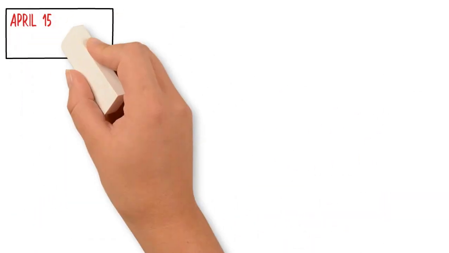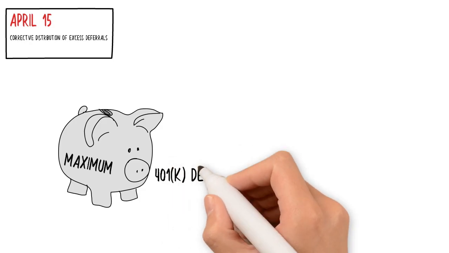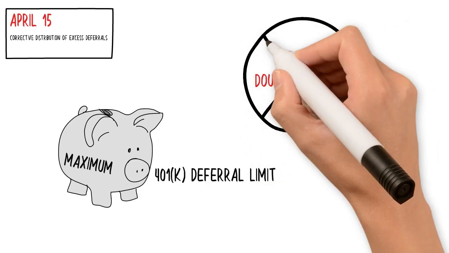April 15. Corrective distributions of excess deferrals are due. Participants who exceed the maximum 401k deferral limit must receive corrective refunds no later than April 15 of the following year in order to avoid double taxation on the excess amount.